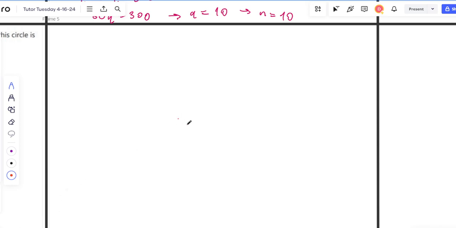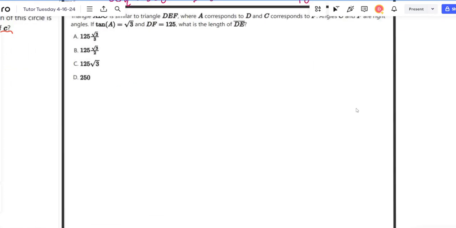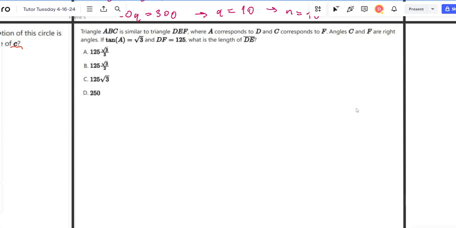I haven't seen this question before. Triangle ABC is similar to triangle DEF. A corresponds to D, and C corresponds to F. C and F are right angles. Let's just draw that out.